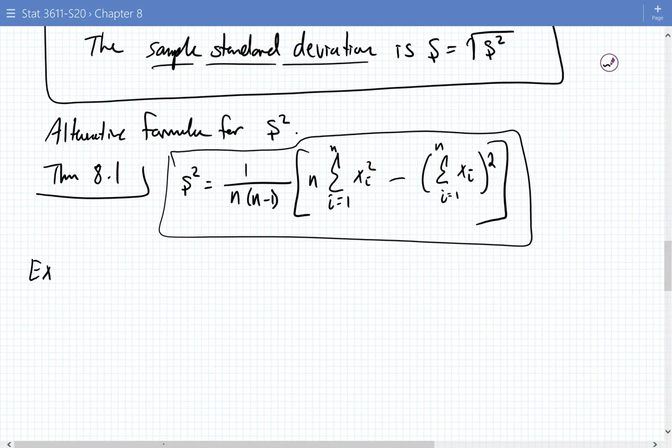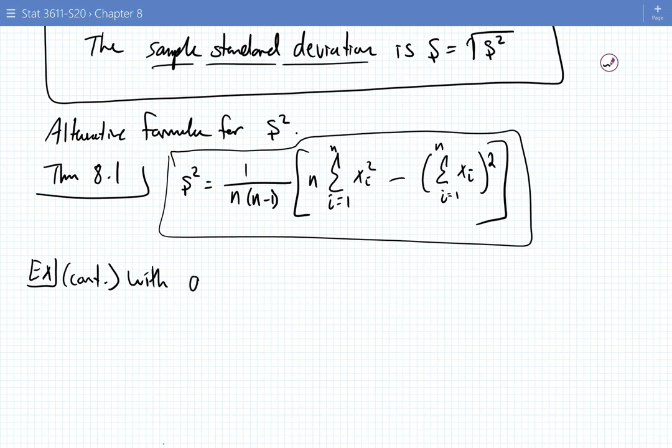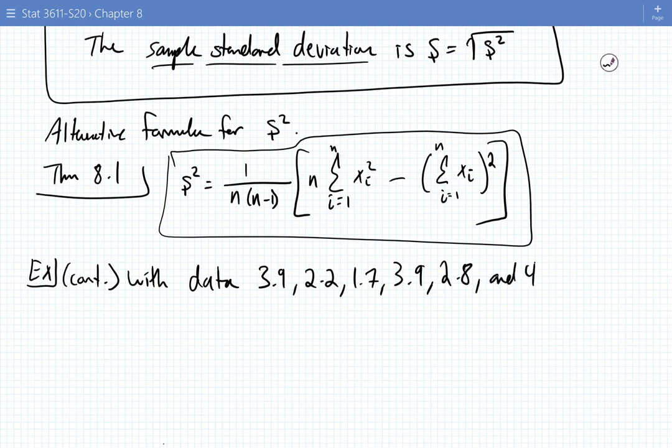So let's just do one last example in this video. We'll just continue from before with the data. Let me rewrite the data we had above. We had 3.9, 2.2, 1.7, 3.9, 2.8, and 4.7. Okay, so let's go ahead and work through this.